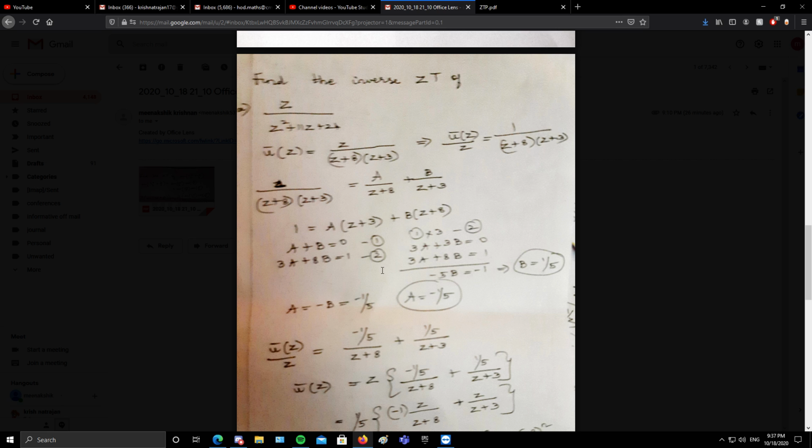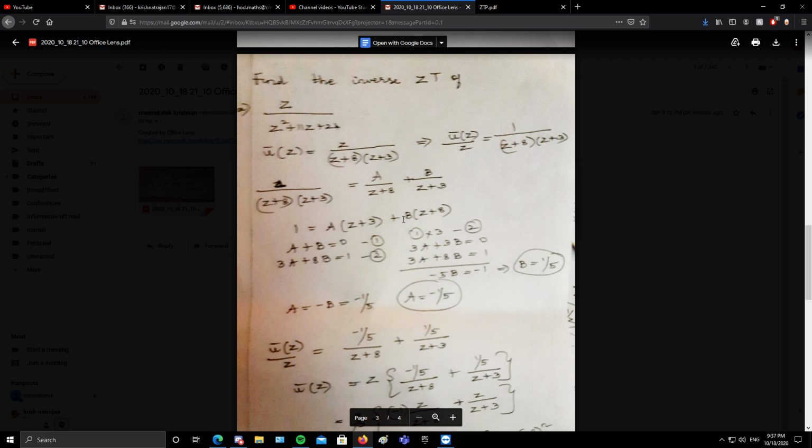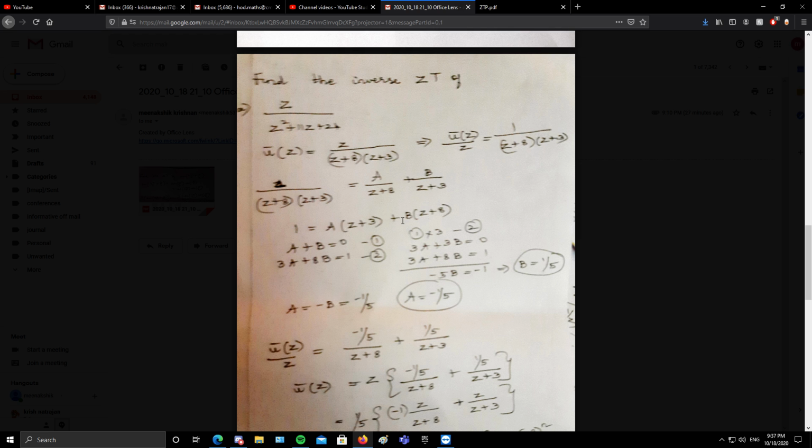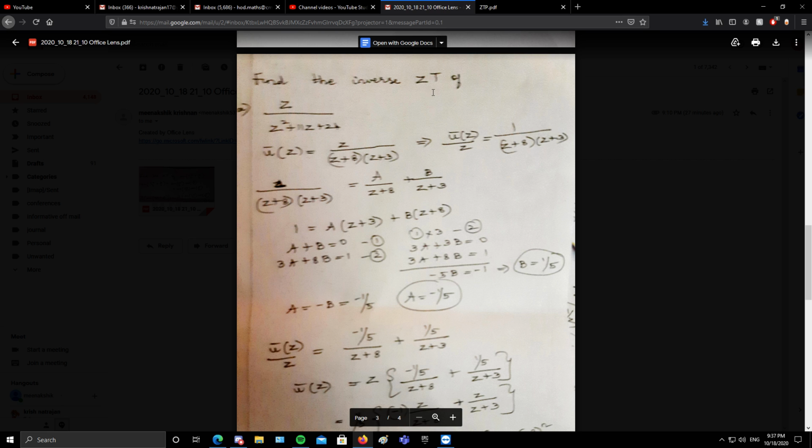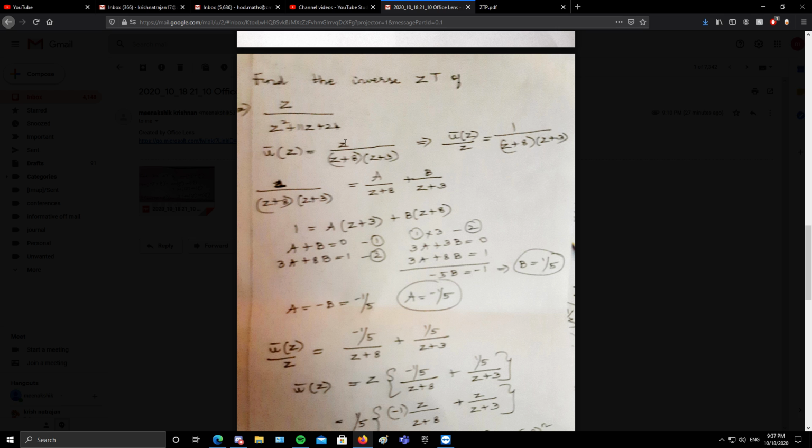So in this also there are types. There are different types. So first we are seeing the partial fractions, resolving partial fractions type. So find the inverse Z transform of z by z square plus 11z plus 24. So inverse means you have to get the nth term.